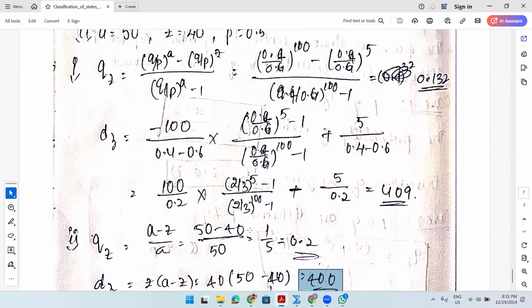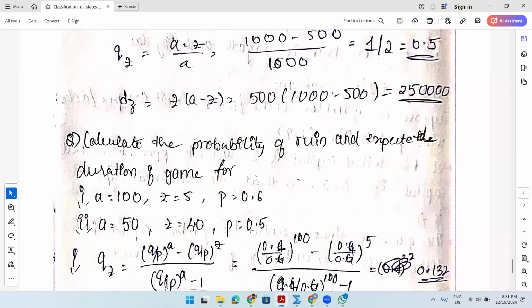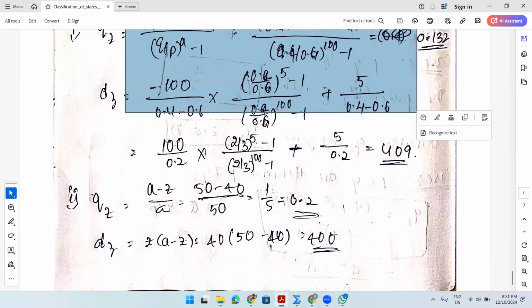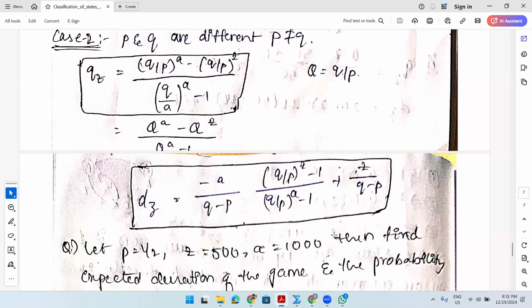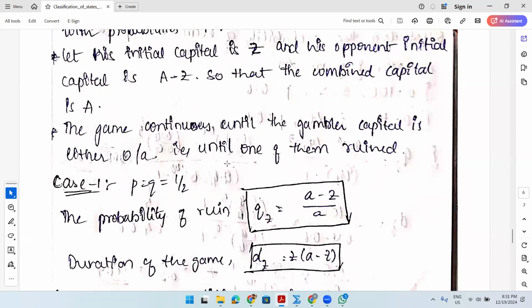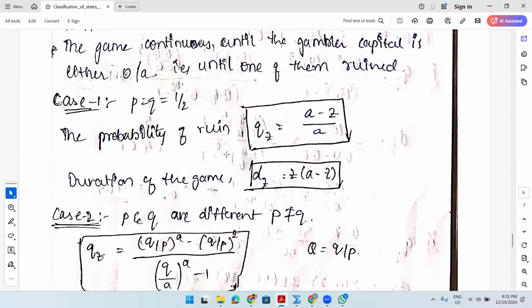So if the probability of winning is 1 by 2, it is very simple. If it is not 1 by 2, it's a lengthy question. This is about gambler's ruin problems. You get only 2 bits: that is QZ and DZ. QZ is the probability of ruin with Z rupees, Z units. DZ is the duration of the game. That's about it.